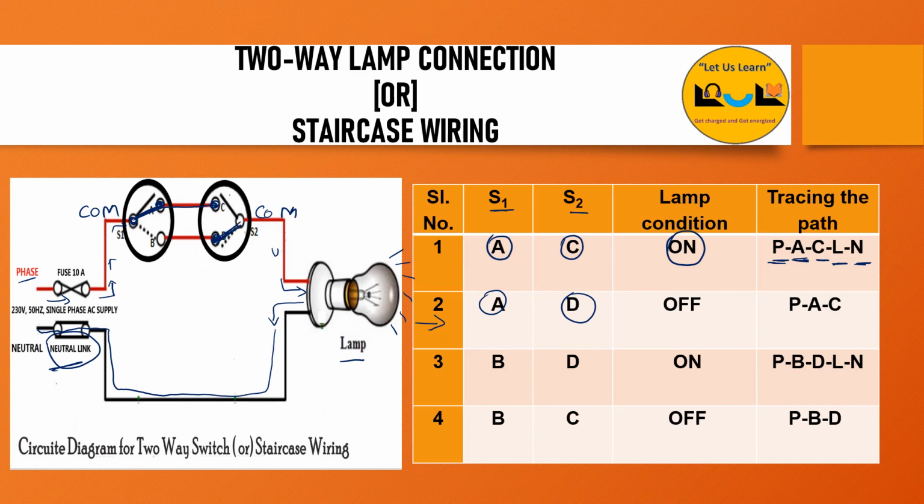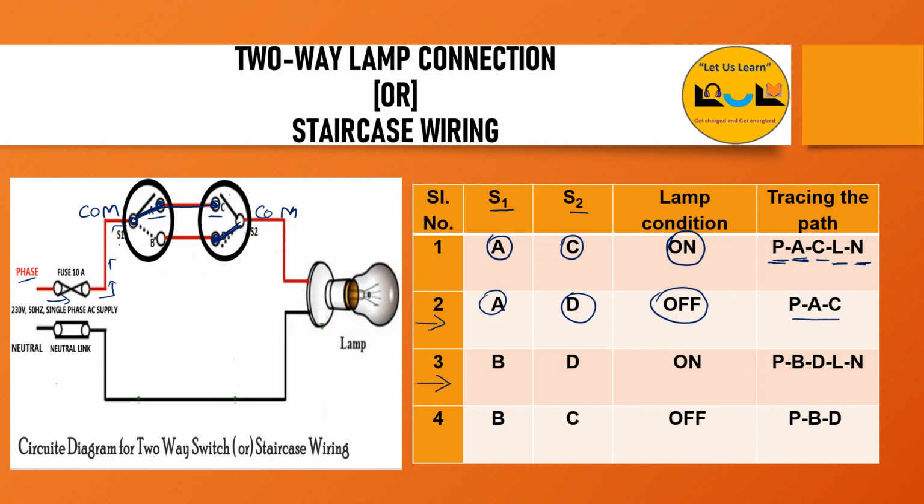So at that time the current doesn't flow to the lamp. The lamp becomes off. We don't get the supply to the lamp, so the lamp will be in the off position. The current will flow from phase to the common of S1, that is A, and from A to C. After C it doesn't flow because it is an open circuit.